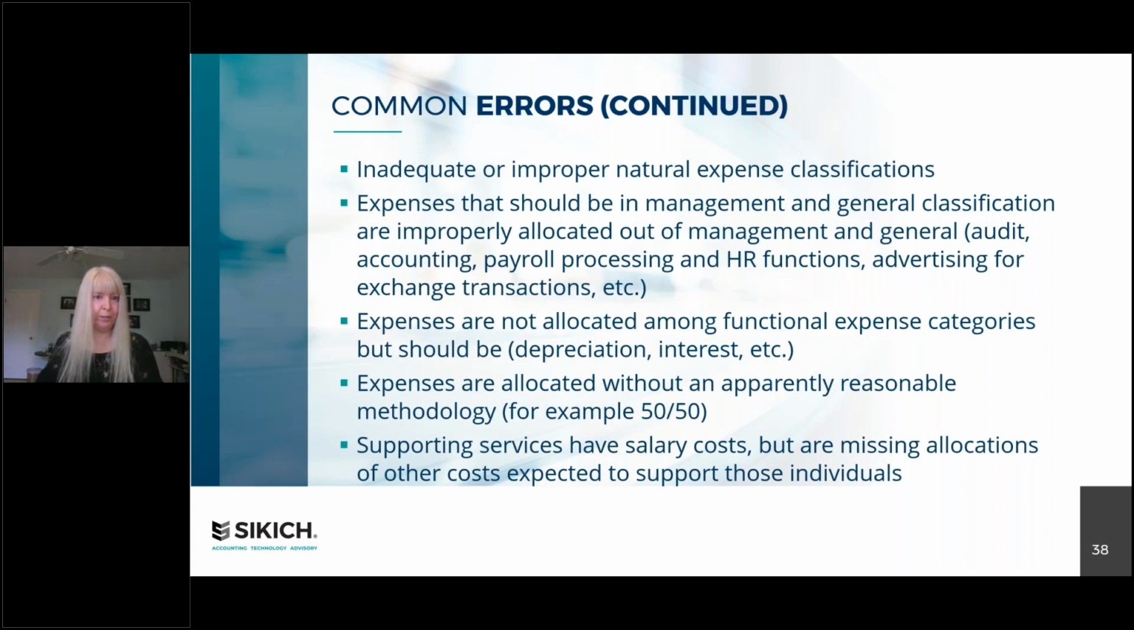And then if you look at supporting services columns and they have salary costs, but they don't have any occupancy or utilities or insurance or other things that would be expected to support those individuals, have we missed allocations? So think about the reasonableness of costs that would follow salary costs. Are they there? Should they be? Is that appropriate?